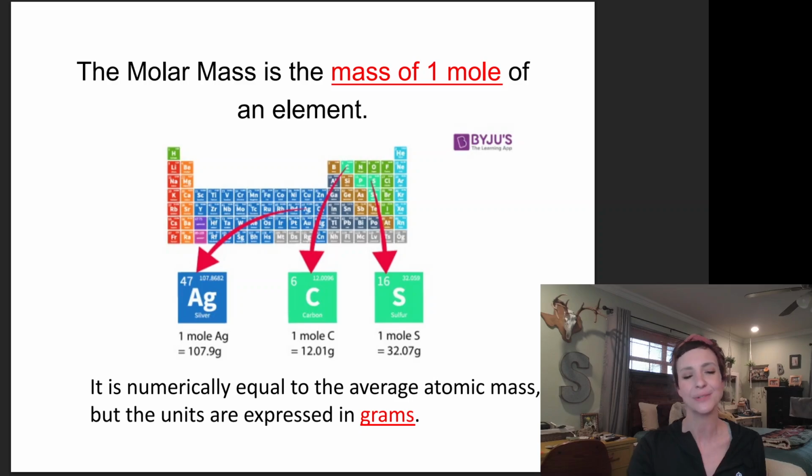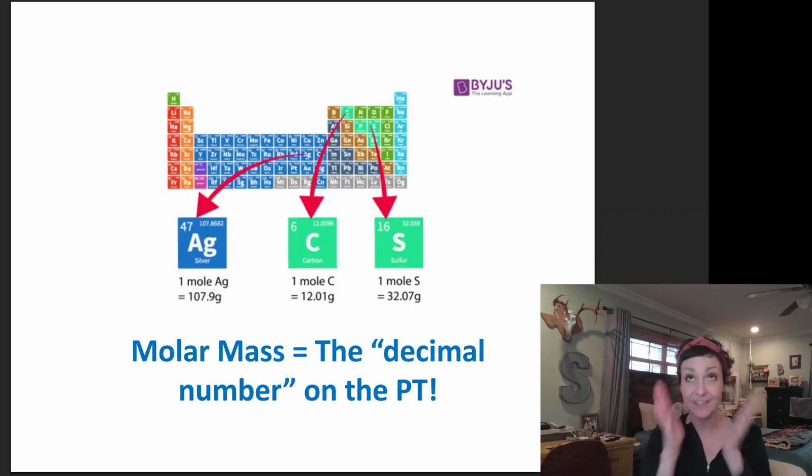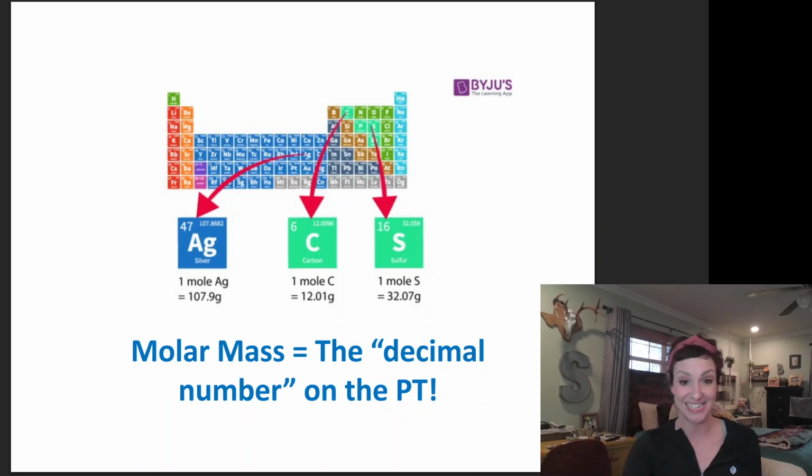Do y'all remember that decimal number on our periodic table? The one that last semester we said was the average atomic mass of that element, meaning the average of all possible isotopes of that element, their masses, right? It also means molar mass. Y'all, it is numerically equal to that average atomic mass right off of the periodic table. But the units are expressed in grams, not in AMU. Okay, y'all, whenever I say molar mass, you think decimal number on the periodic table. It is nothing crazier than that. That's the mass of 1 mole of that specific element, any element that you see.